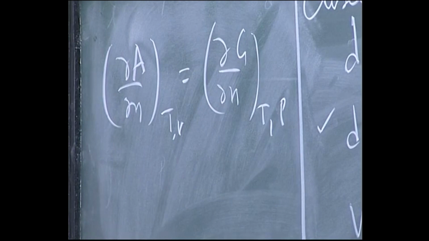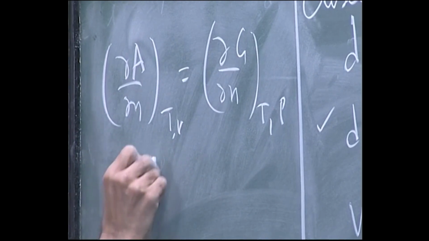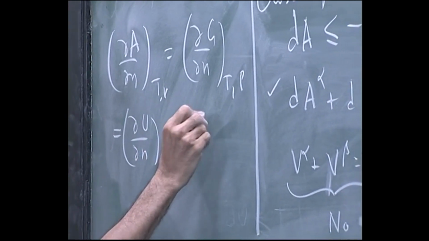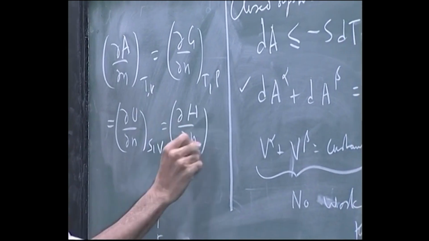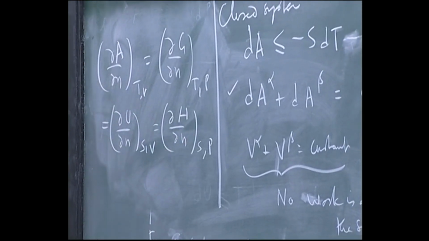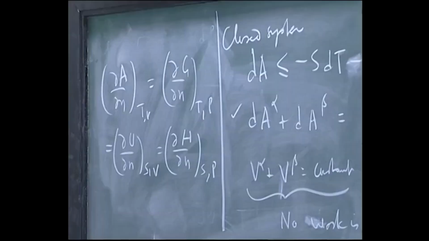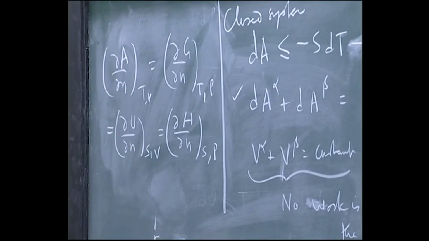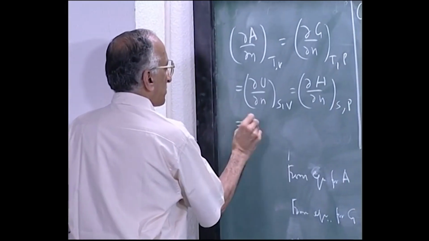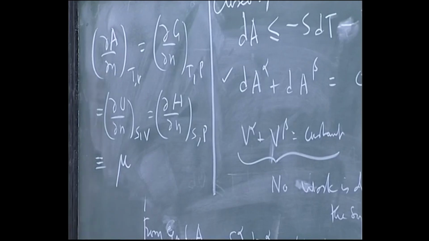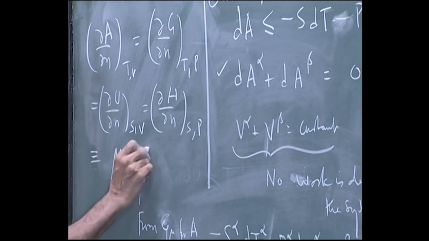The variables that you hold constant are different. In fact, this is also equal to partial of U with respect to N holding S and V constant. This is also equal to partial of H with respect to N holding S and P constant. This is because of the redundancy that we introduced. U was the only independent quantity, you introduced H, A and G. U and S were the independent quantities, the others were introduced by combination. This quantity comes up again and again, and for reasons that Gibbs intuited, it was called the chemical potential. I will come back to why it is called the chemical potential. So when I write 3 lines here, it is a definition.